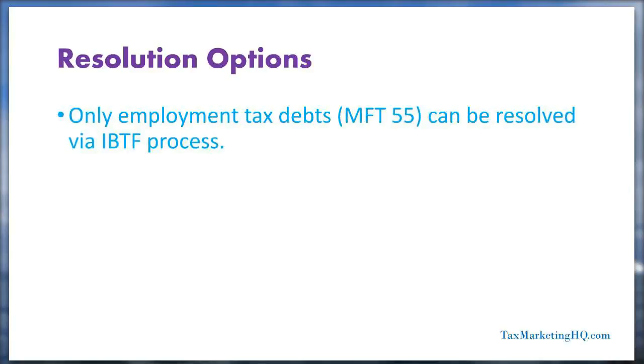So, three quick notes about this. Only employment tax debts. On an account transcript, it needs to have the MFT code of 55. And if it's been coded incorrectly, then you have to go through a whole other set of processes to get it recoded. But it's got to be a module 55 tax liability that we're talking about. And that means MFT 55 is 941. Okay, so only mod 55 can be resolved via the in-business trust fund process.